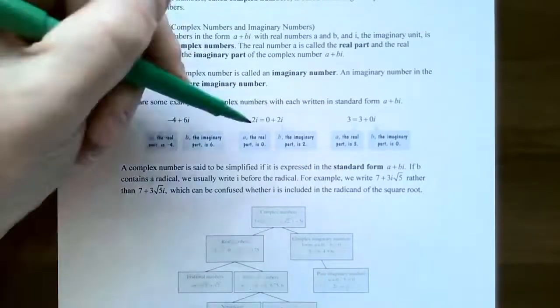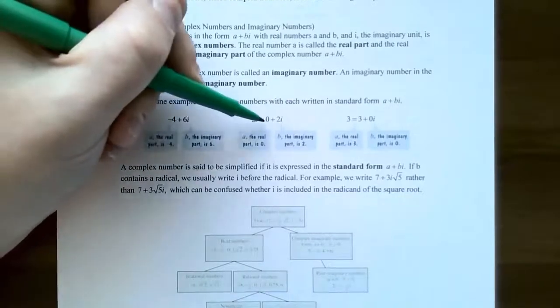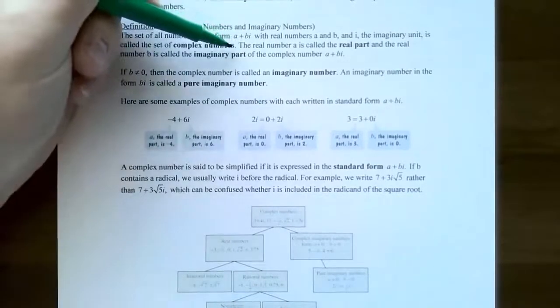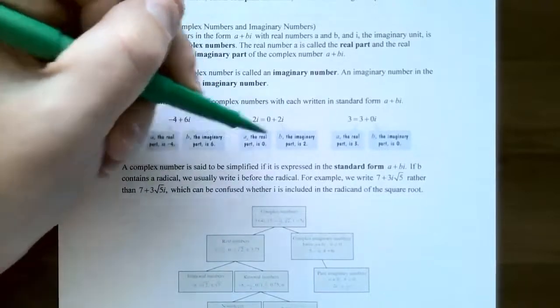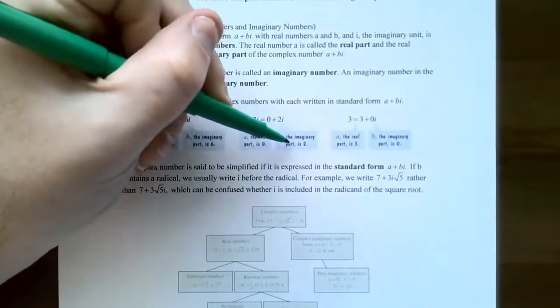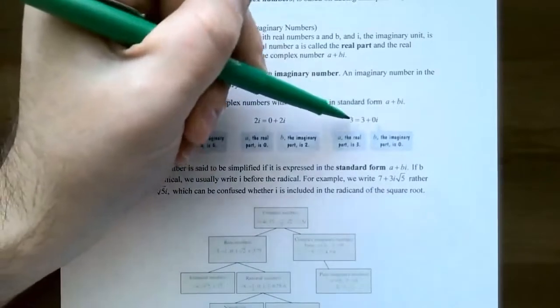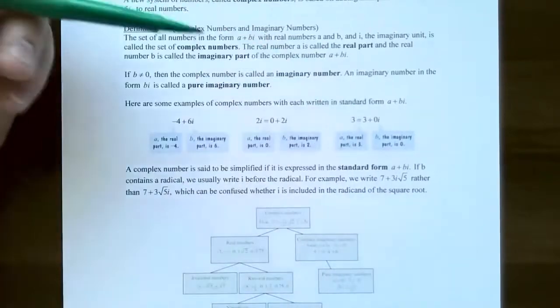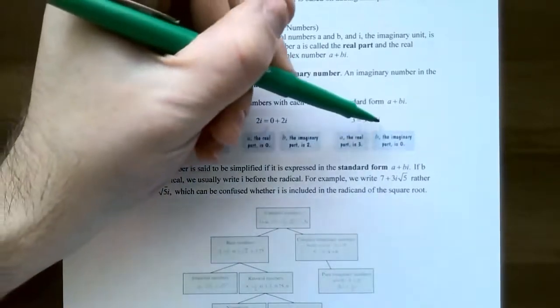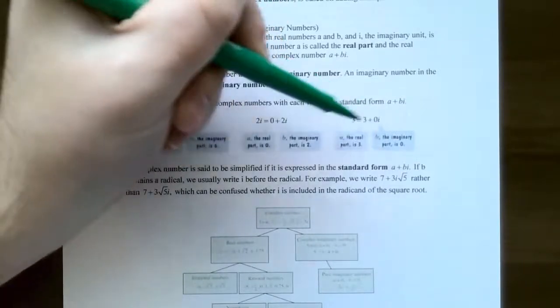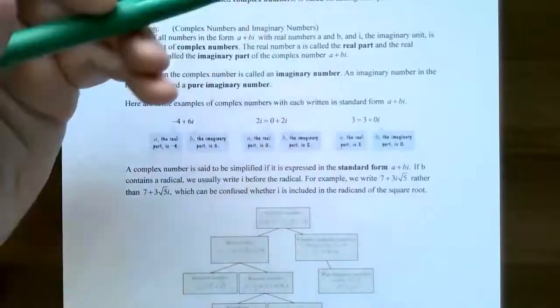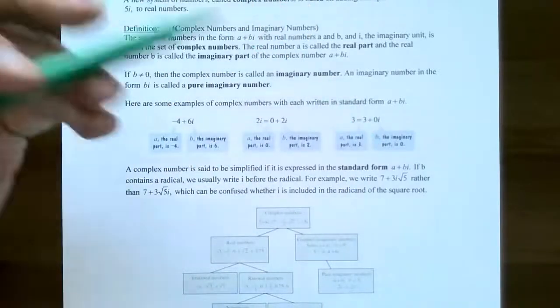2 times i. That's really 0 plus 2i if you rewrite it into this form. So 0 is the real part, that's the a, and 2 is the imaginary part. Or if you have a real number 3, you can rewrite this as 3 plus 0i. So if you have 3 as the real part, 0 is the imaginary part. So notice that you can actually write a real number as a complex number. You'll have 0 times i.